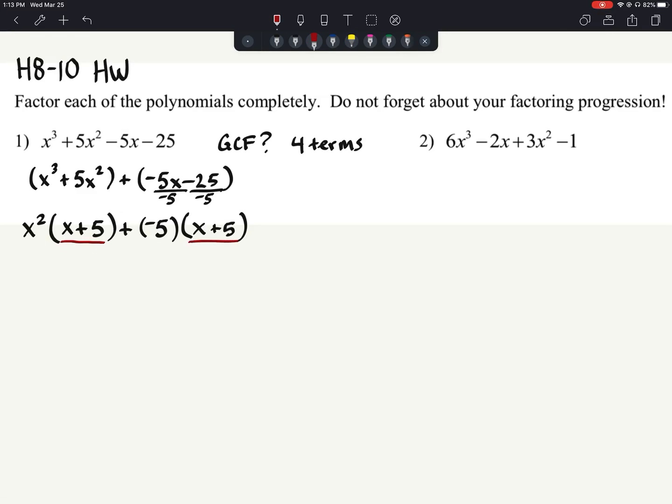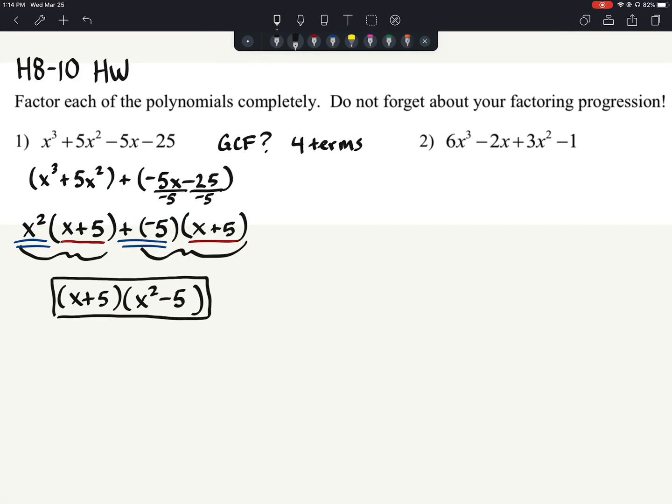Okay, and the whole point of that is to get the same quantity in both of our terms. And now as we look at it, we can say that that is our common factor between this term and that term. So we're going to factor out the x plus 5. The part that's left over here is the x squared plus negative 5, which would be rewritten as just x squared minus 5. After we do that, x plus 5 does not factor anymore, and x squared minus 5 will not either. So we're going to go ahead and leave it in this form. This is our answer for number 1 from the H8-10 homework.